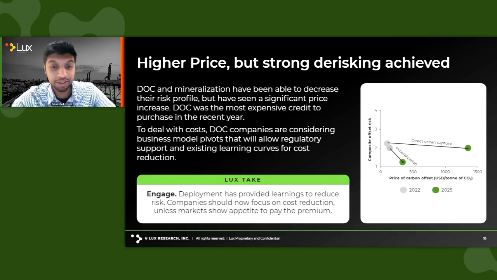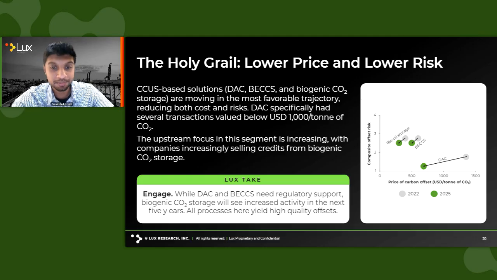But the last trajectory and the most favorable is lower cost and lower risk. And essentially, this graph tells you why interest and the need for CCS solutions still remains despite the higher price tag. Right? So, direct air capture, BECCS, as well as biogenic CO2 or bio-oil storage fall within this trajectory. And all of these technologies yield high quality offsets. Right? So, DAC specifically has shown a significant cost reduction, while $700 per ton still makes it very expensive to purchase at scale.